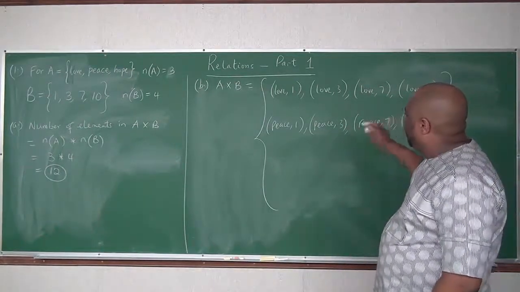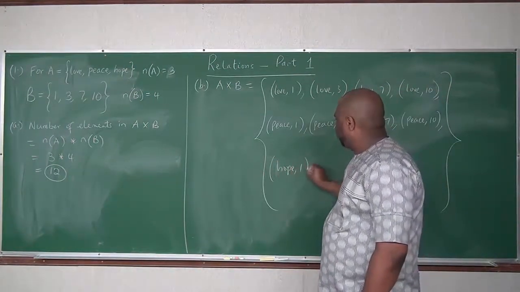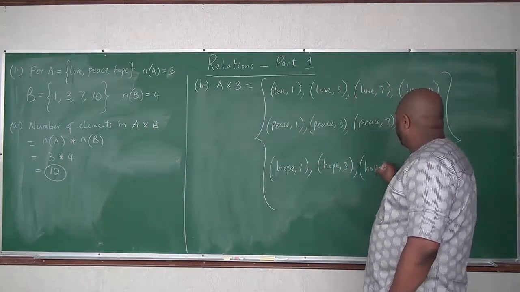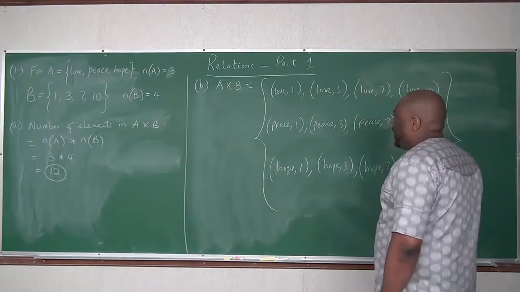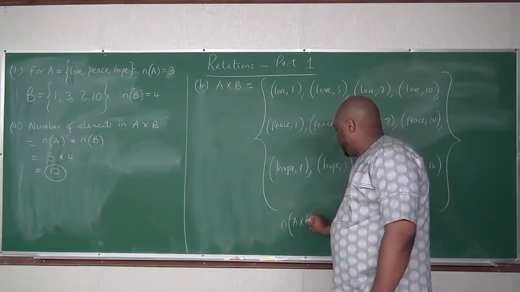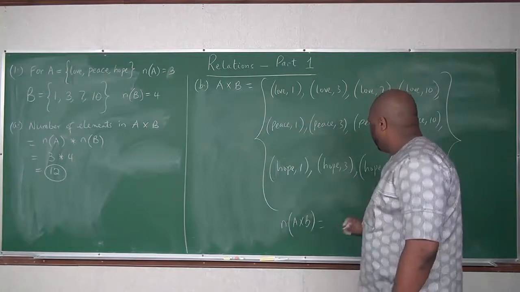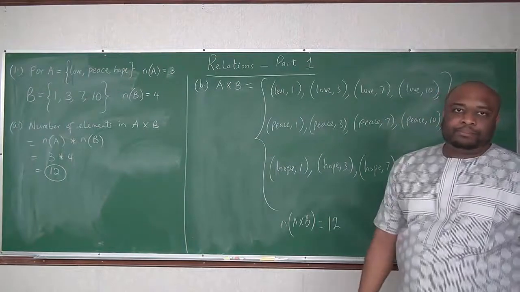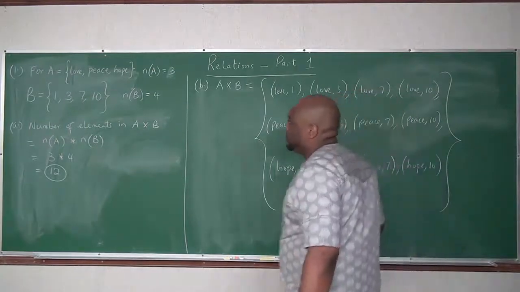So we have peace, 1, peace, 3, peace, 7, peace, 10. Then we have hope, comma 1, hope, comma 3, hope, comma 7, and then hope, comma 10. And that's it. If you count the cardinality of A cross B, 1, 2, 3, 4, 5, 6, 7, 8, 9, 10, 11, 12, it still gives you 12. That's the cardinality of A cross B. Okay, alright, question 2. Let's do question 2.